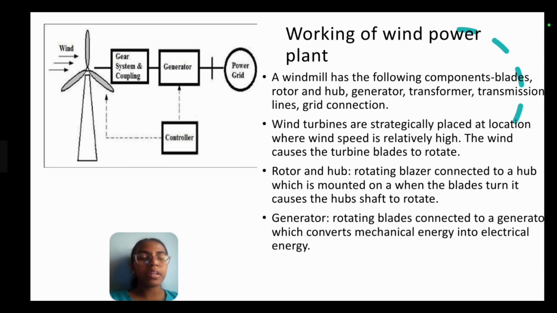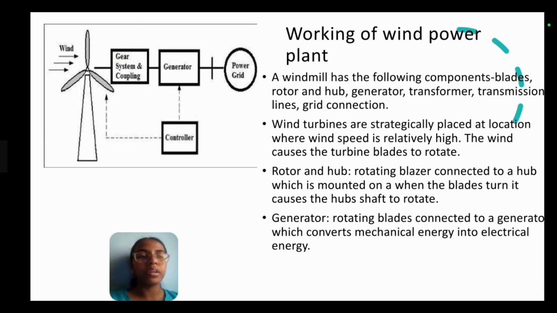The wind turbines are strategically placed at locations where the wind speed is relatively high and consistent. As the wind blows, it causes the turbine blades to rotate. The aerodynamic design of the blades allows them to capture the maximum amount of wind energy.